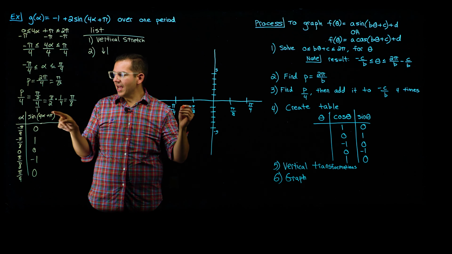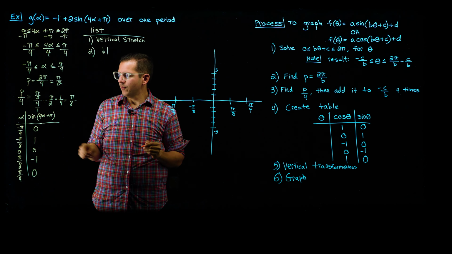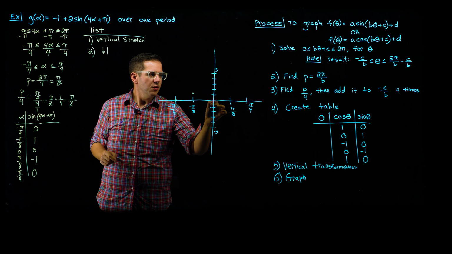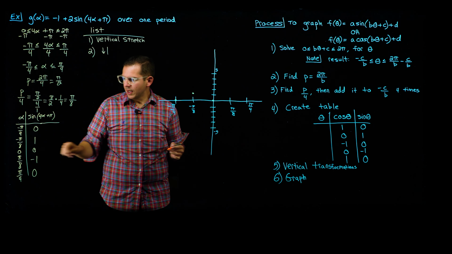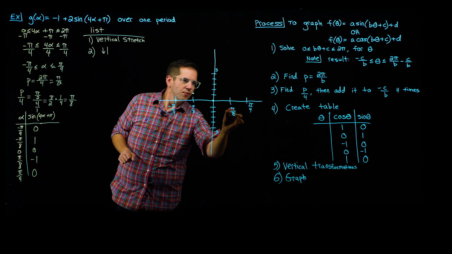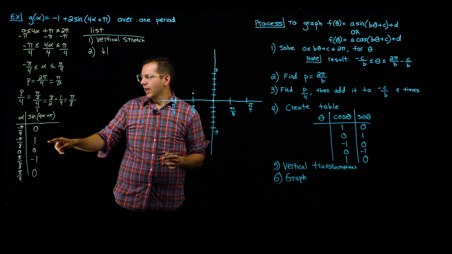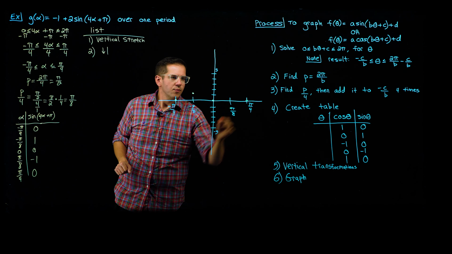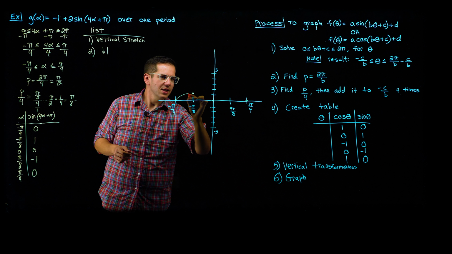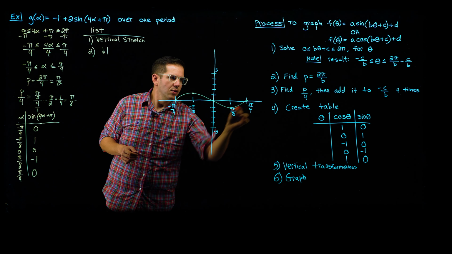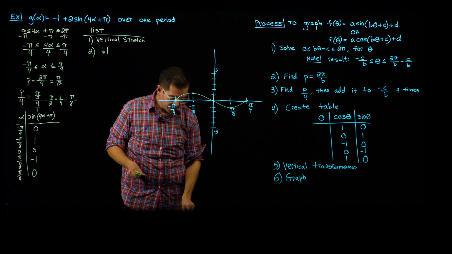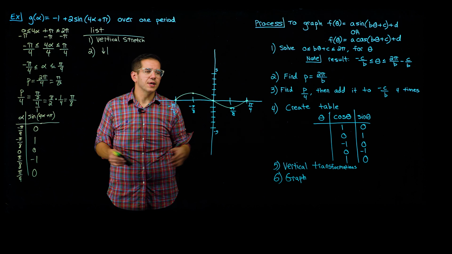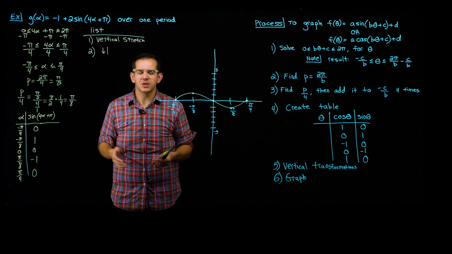So our table starts at -pi/4, 0, -pi/8, 1, 0, 0, pi/8, -1, and then finally pi/4, 0. Which when we connect these dots gives us something like that. This should look very familiar. That is the graph of sine over 1 period. It's just had some horizontal transformations applied to it.